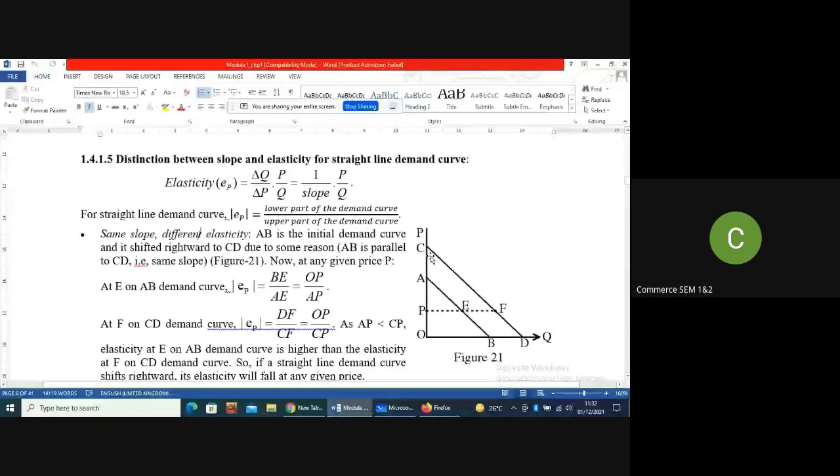Now I'm saying that at any given price P, say at this price, corresponding to the AB demand curve, what is the value of elasticity at point E, and what will be the value of elasticity at point F on the CD demand curve. Is the problem clear? Yes, sir.